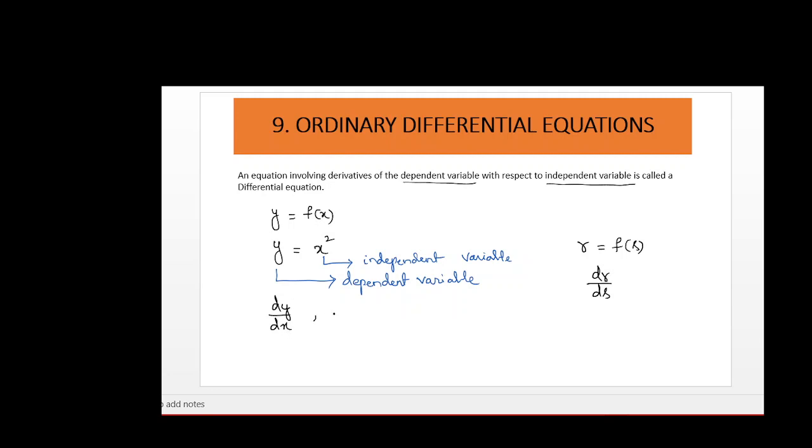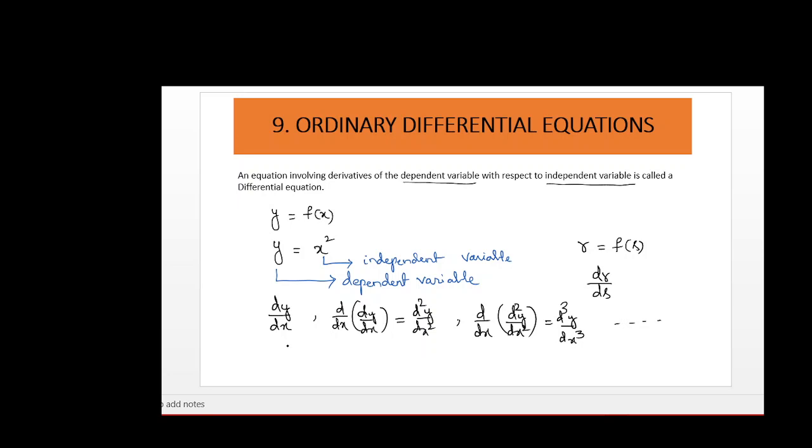Of course, even further, the derivative of dy by dx is nothing but d square y by dx square. This is the next derivative. Likewise, we can always define the higher order derivatives. Next, d by dx of d square y by dx square is d cube y by dx cube, and so on. In general, we can define the nth derivative also.